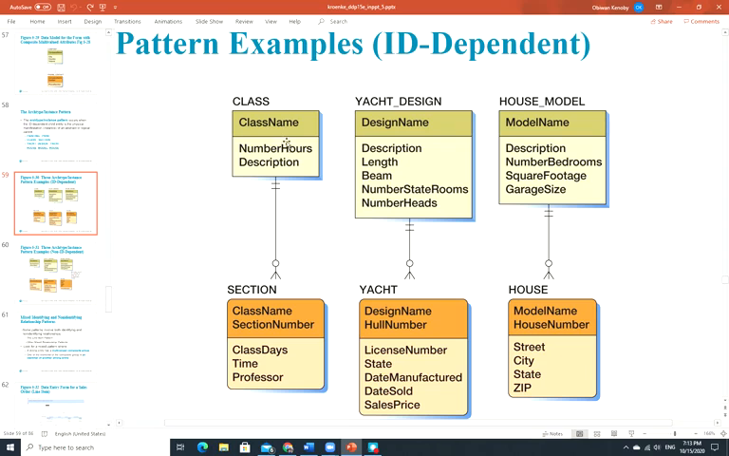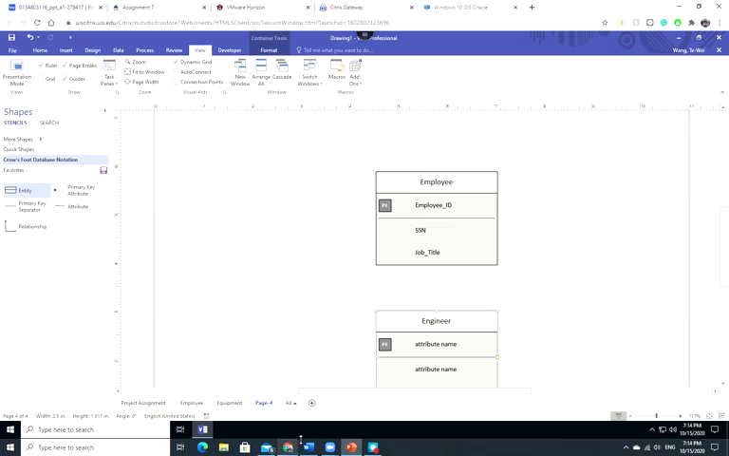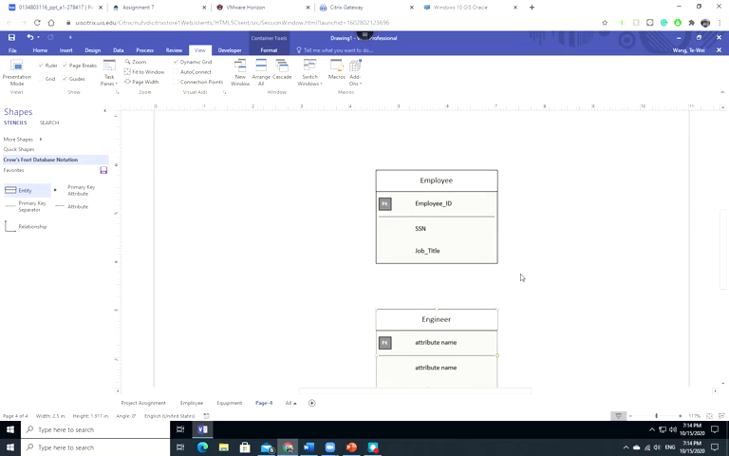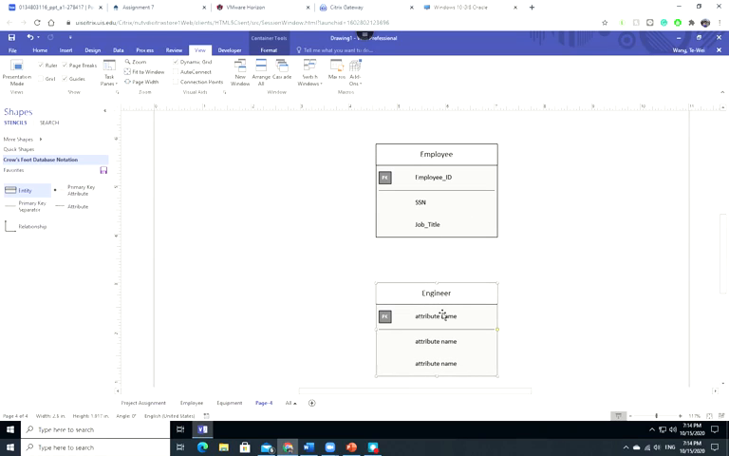If you follow this, class name, section number. And in this case, we have employee, engineer. An engineer is obviously an employee. In this case, you probably want to look at the pattern, right? Look at the pattern we are having here.